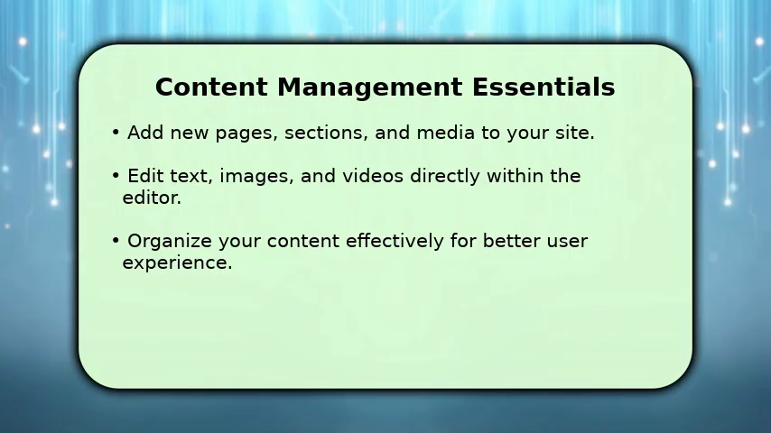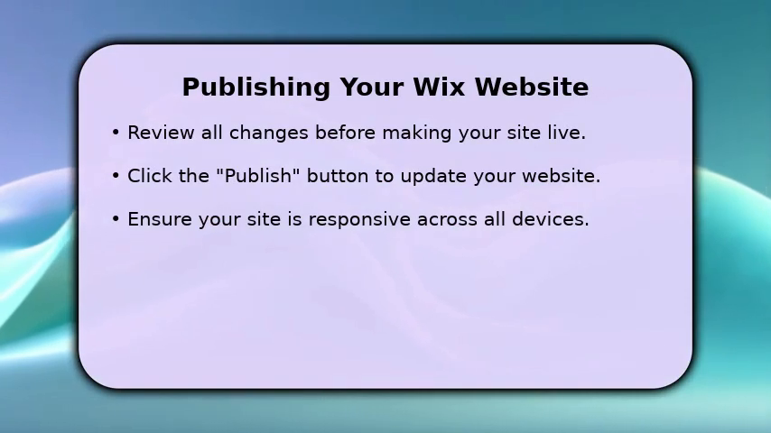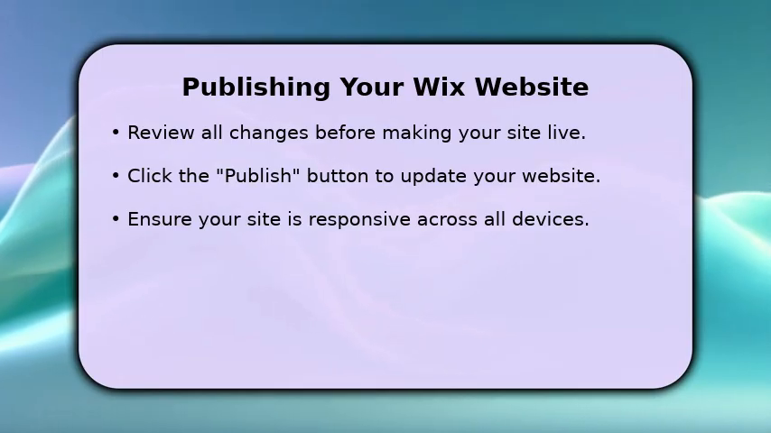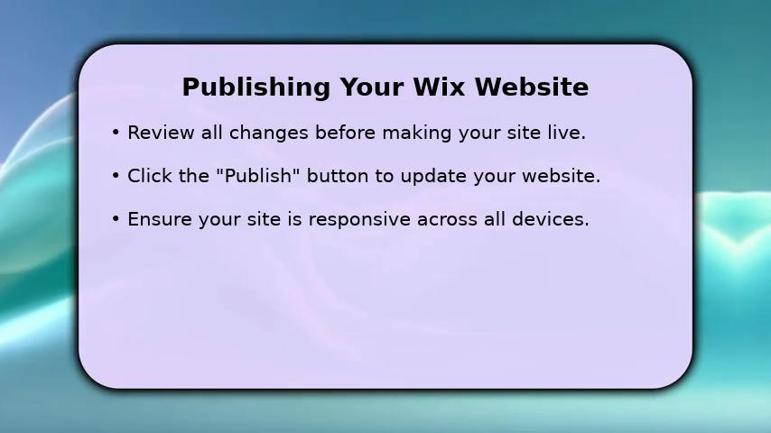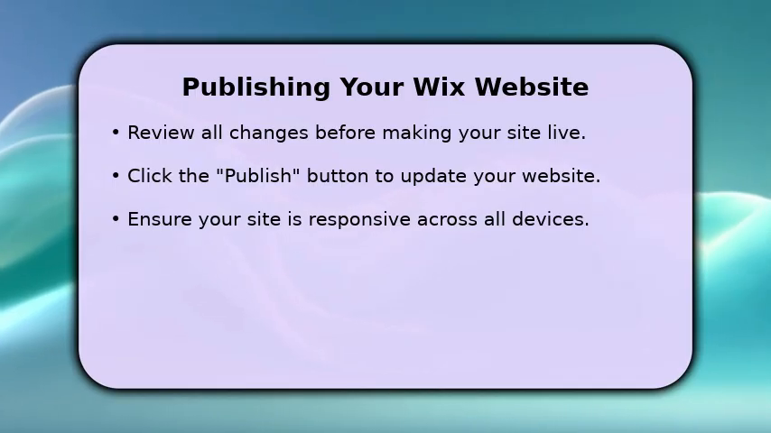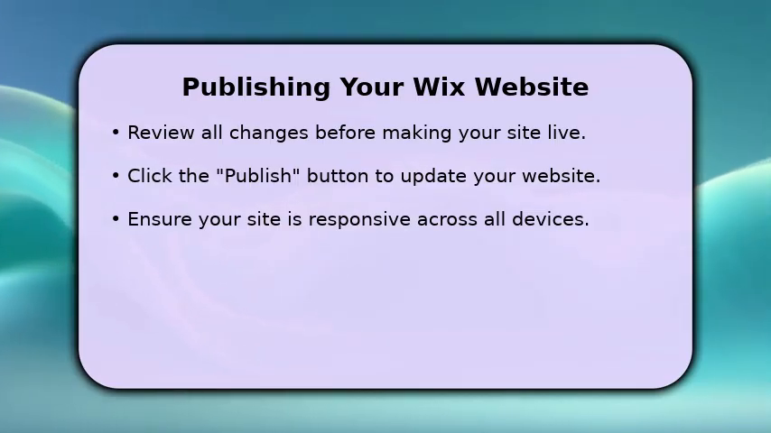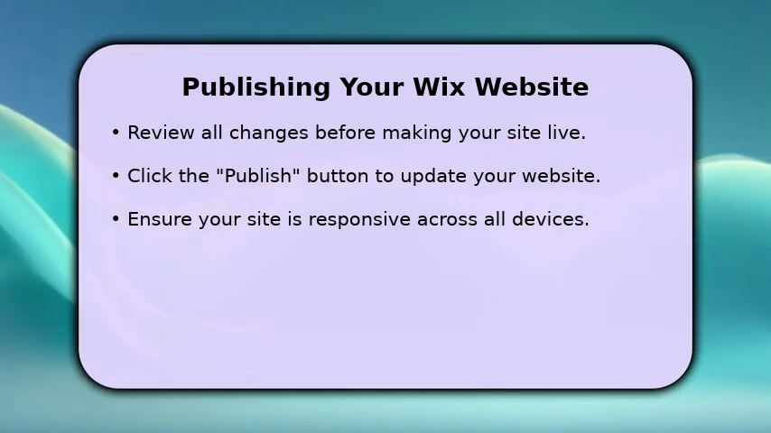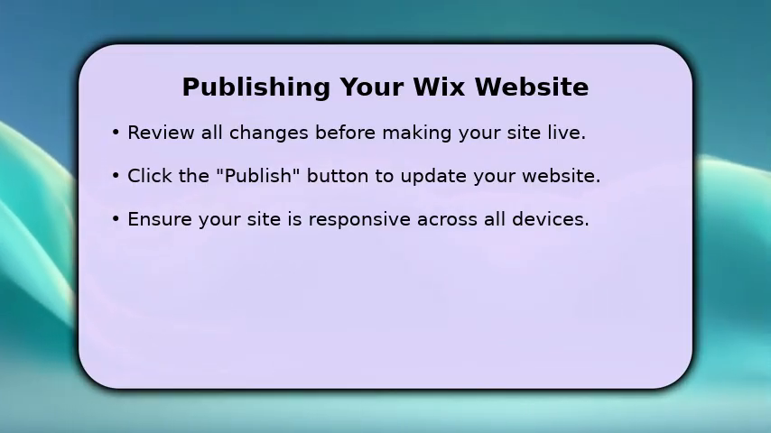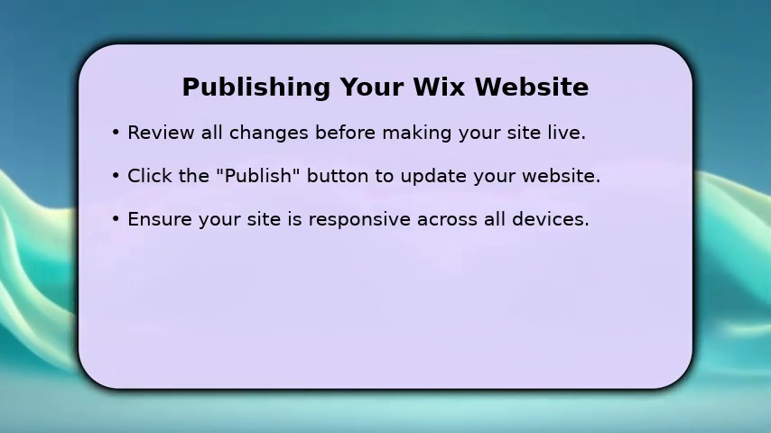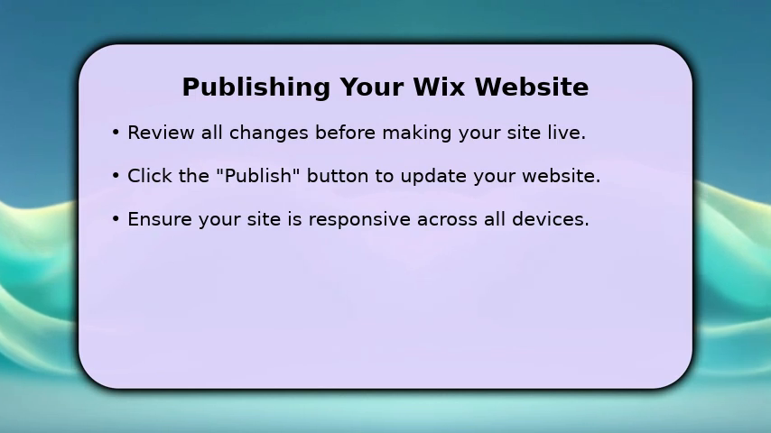After making all your desired changes, the final step is to publish your website. Before hitting that button, take a moment to thoroughly review every page and element to ensure everything looks perfect and functions as intended. Once you are satisfied, click the Publish button, usually located in the top right corner of the editor. Your updates will then go live for the world to see. Always check your site on different devices, like mobile phones and tablets, to confirm it is fully responsive.